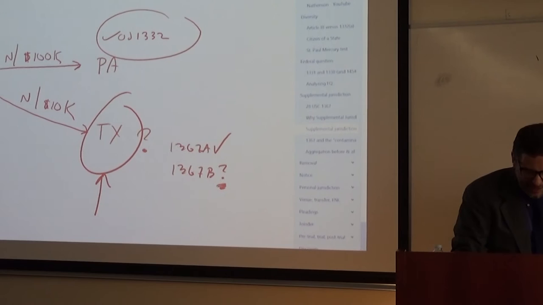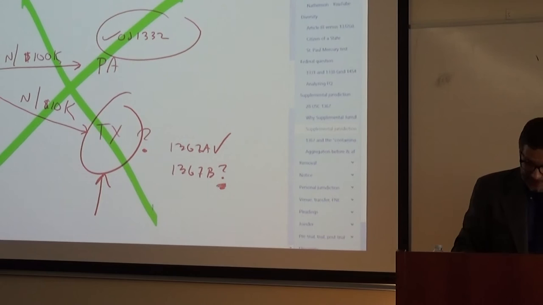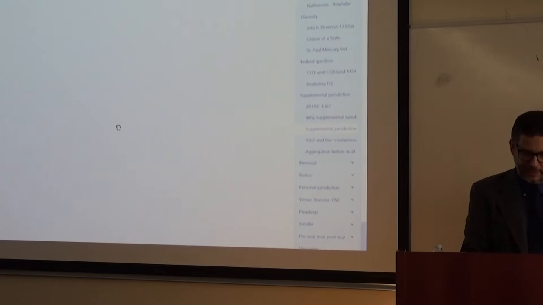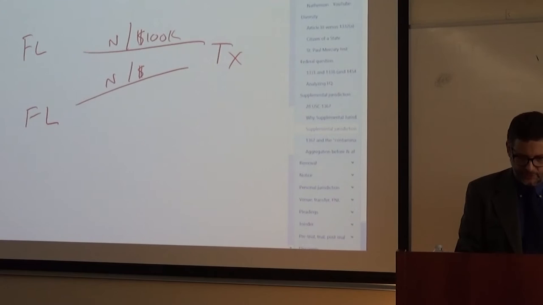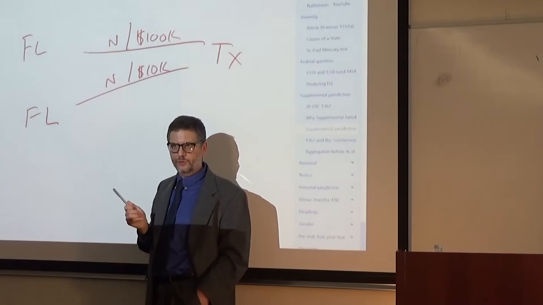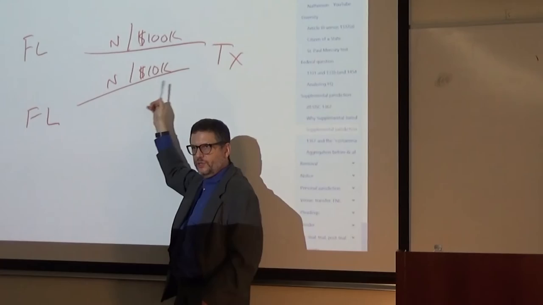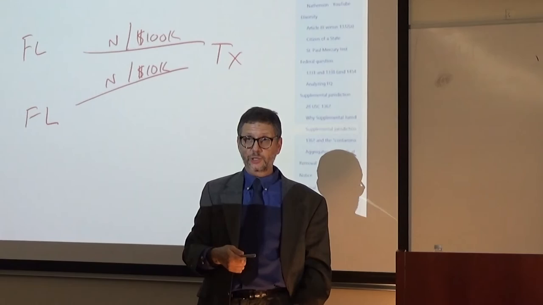Now, I'm going to give you a couple quick variants of this, which you might be tested on. One reflects the holding of Exxon versus Allapattah. So suppose you have Florida and Florida versus Texas, negligence for $100,000 and negligence for $10,000. First, we have original jurisdiction of Florida versus Texas because the amount in controversy is sufficient. There's original diversity jurisdiction. For the second Florida plaintiff versus Texas, the amount in controversy is too low. But assuming that they all arise from the same common nucleus of operative facts, then there'd be a grant of supplemental jurisdiction under 1367(a).